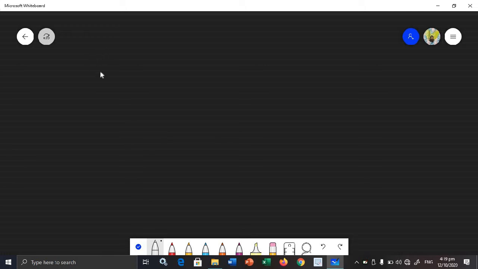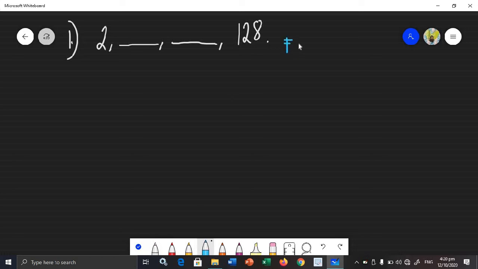Now that you know the formula and the purpose of the terms in the formula, let's solve some examples. Let's say we will find the values of the means in the given geometric sequence. The sequence is 2, and then we will be looking for 2 terms. So, we have 2, blank, blank, and 128. I'm going to write the formula again here: a sub n is equal to a sub 1 times r raised to n minus 1.